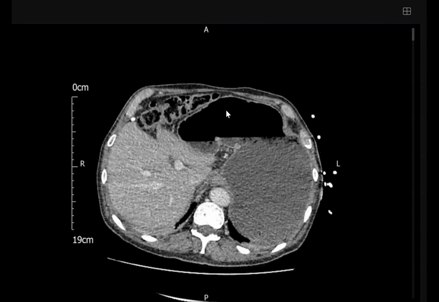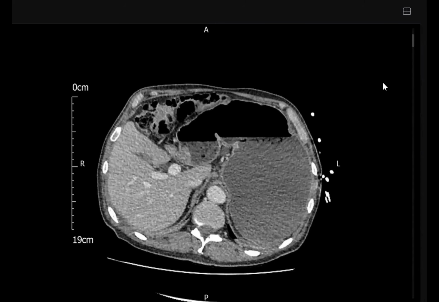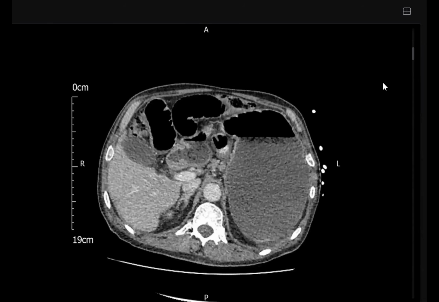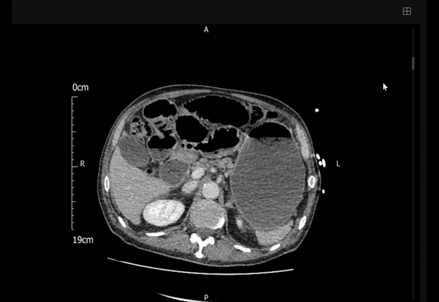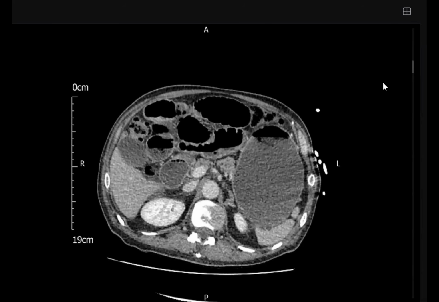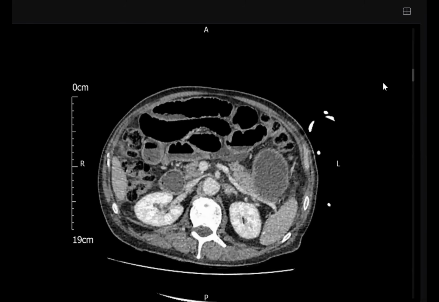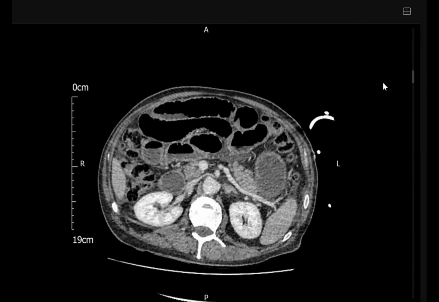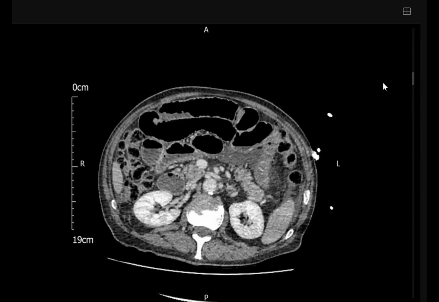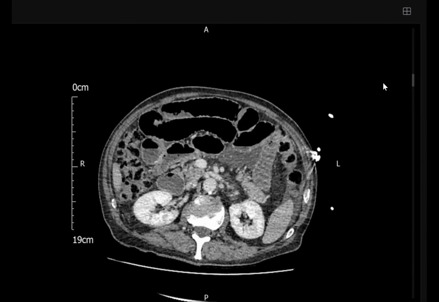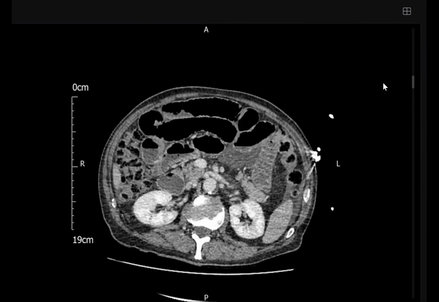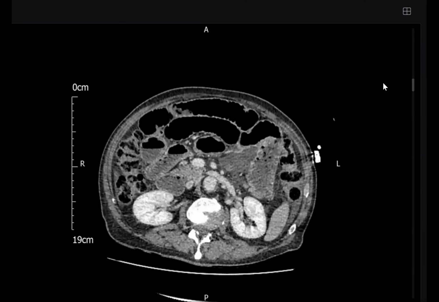Okay, you can scroll. I'm trying to scroll the screen. Yes, I'm able to scroll. I'll try to scroll the given stack of images from top to bottom. At first glance, I can appreciate the stomach is grossly dilated. There is also gross dilatation of small bowel loops, which are partially air and fluid filled. Till now, the wall appears adequately enhancing.